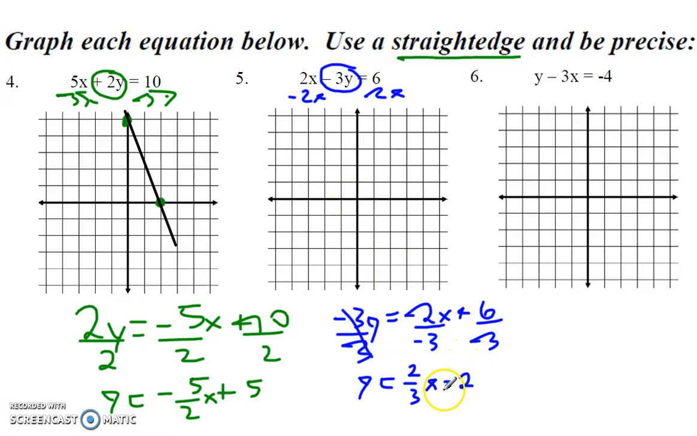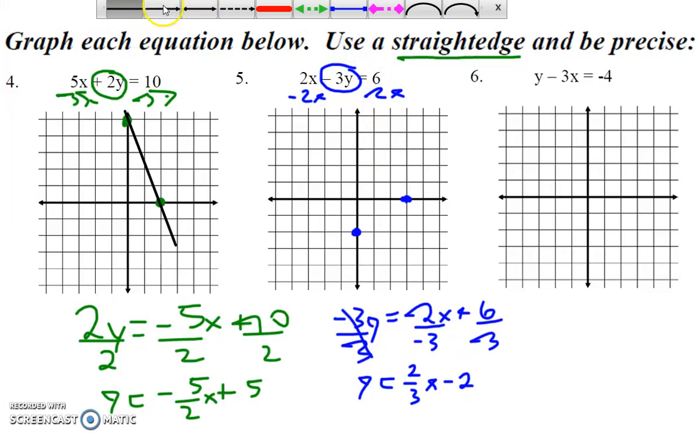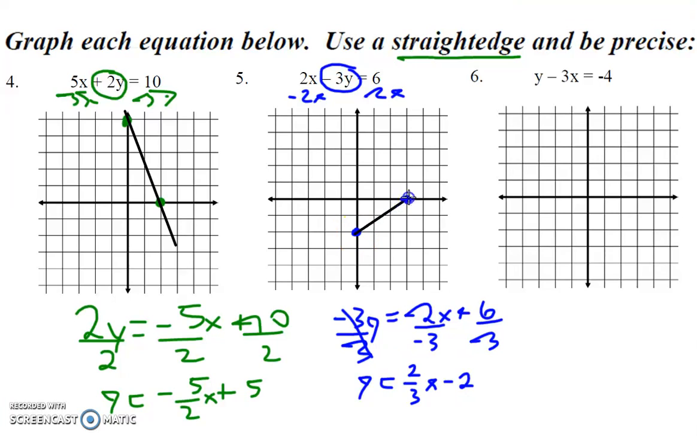So negative 2 is my y-intercept. So I go to negative 2, put a dot there, and then 2 over 3. From there I go up 2 over 3. This one, you could have also gotten your x and y intercepts. Would have worked in this case. Alright, there's my graph. Goes through the points.